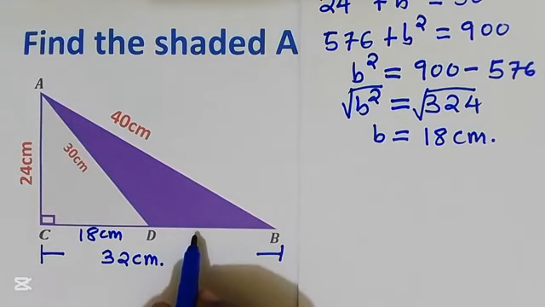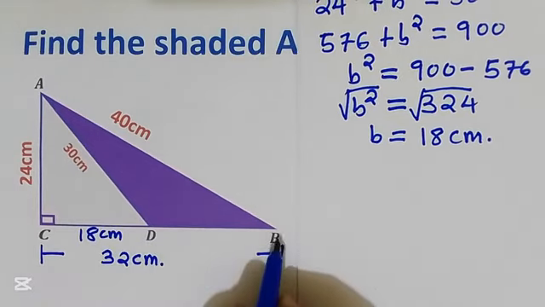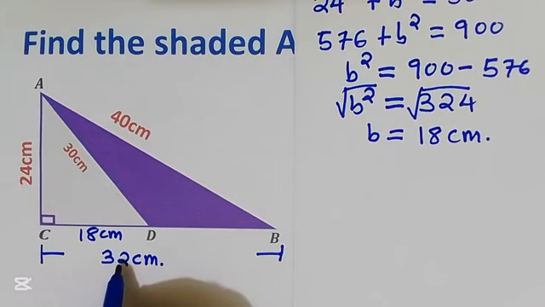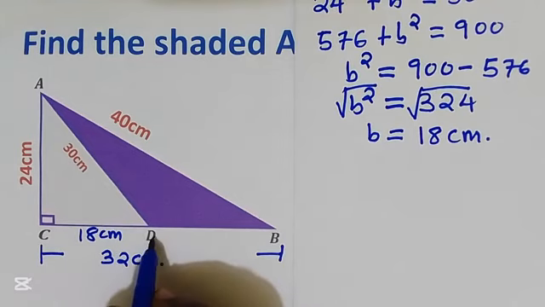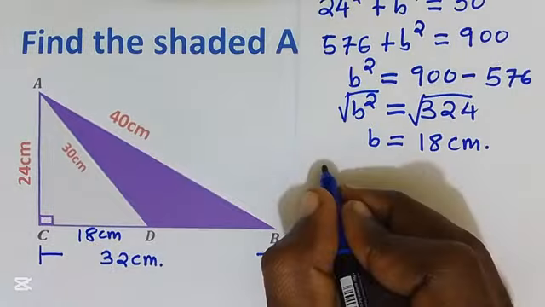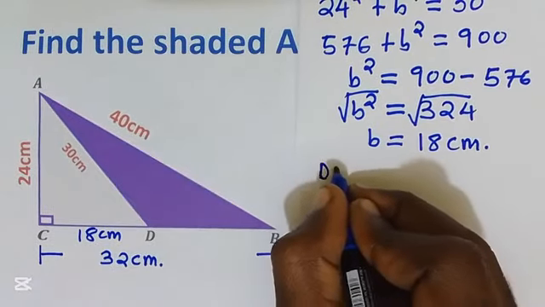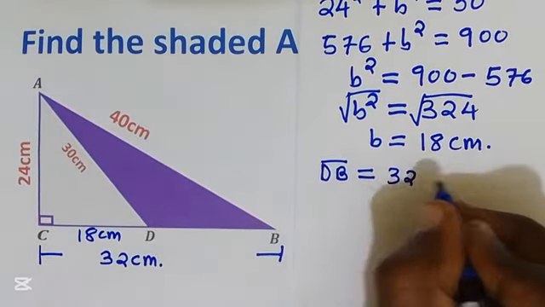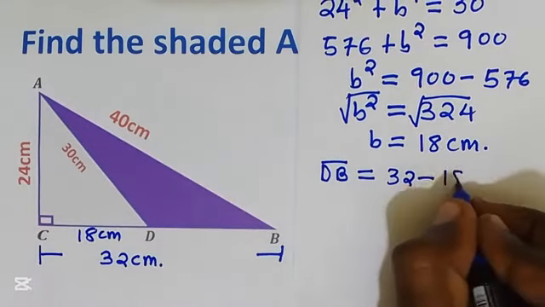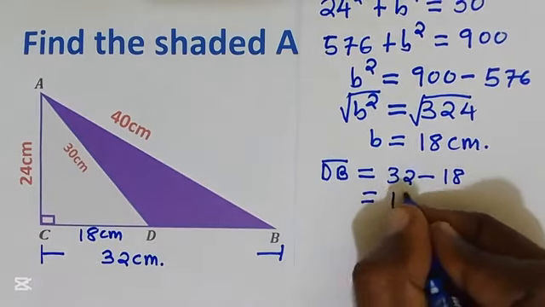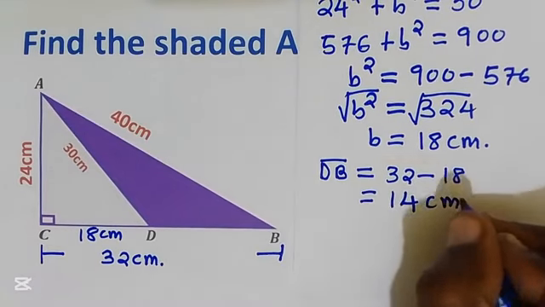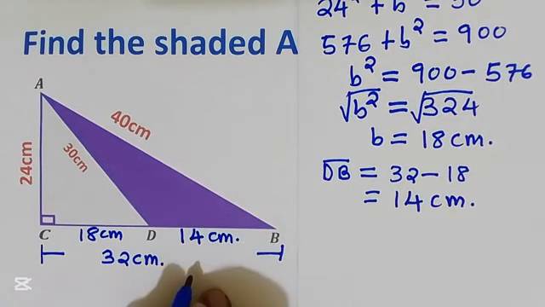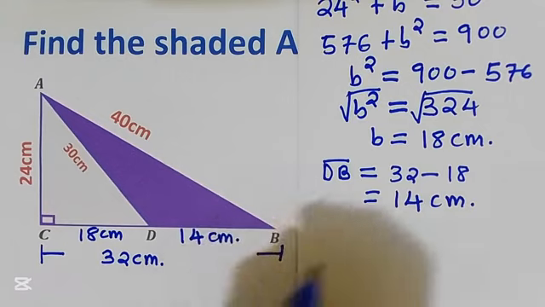Now we are looking for the base of the shaded part, that is distance DB, which we are going to get by taking distance CB, that is 32, take away distance CD, that is 18. So distance DB, this is equal to 32 take away 18. We are going to get that is equal to 14 centimeter. So this distance here is 14 centimeter.